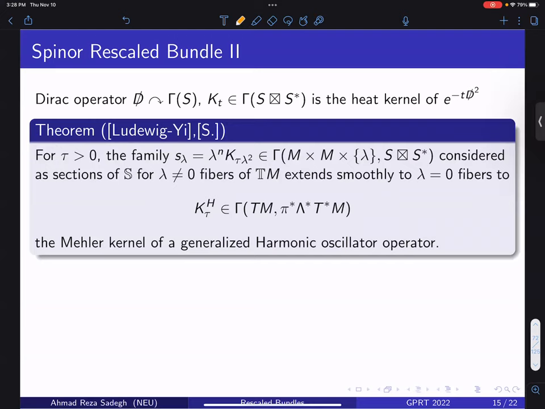That k_tau^H is the Mehler kernel of that harmonic oscillator operator, and that was crucial for the calculation of the local index formula associated with Dirac operators. This theorem on its own is in a sense stronger than the local index theory formula, because there you need to apply a supertrace to the rescaled heat kernel. But here we show that using the rescaled bundles, you can glue smoothly a rescaling of this heat kernel to the Mehler kernel, and they form a smooth section of the rescaled bundle. So any questions before I step further?